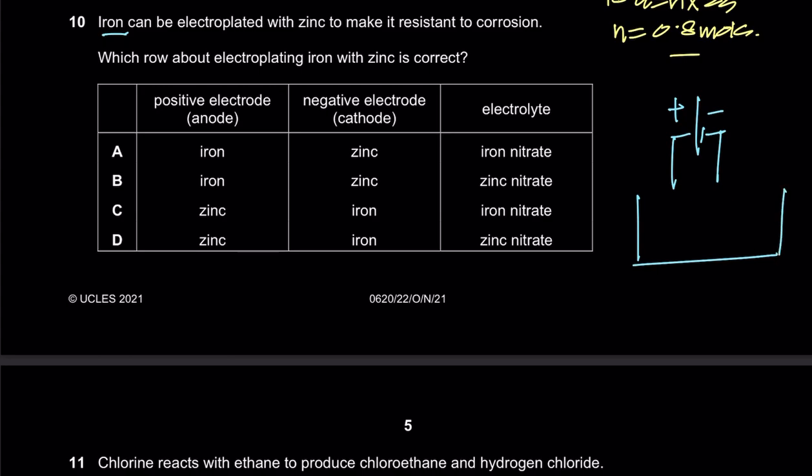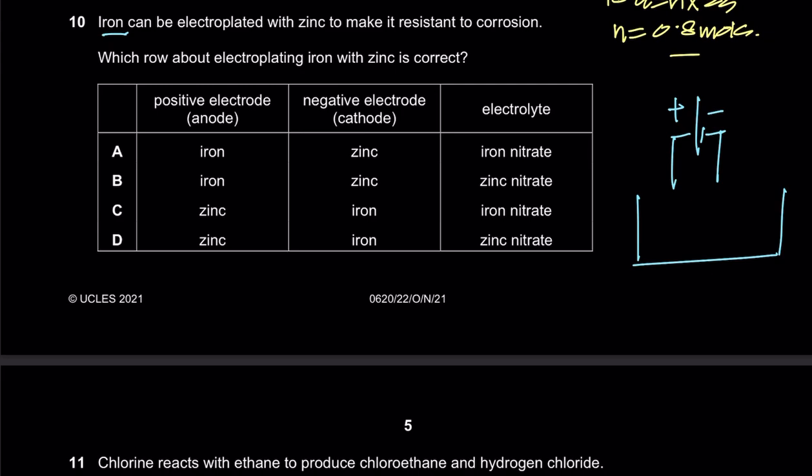If you check the electrolyte out, it's going to be zinc nitrate or iron nitrate. Well, obviously, because you're coating iron with zinc, the electrolyte that you should use is zinc nitrate. You use the electrolyte of the metal that you are going to plate on top of the other metal, which in this case is iron. So we're going to plate zinc on iron. That's why we need the electrolyte of zinc. Electrolyte is just a solution.